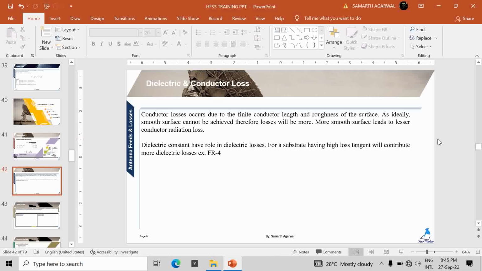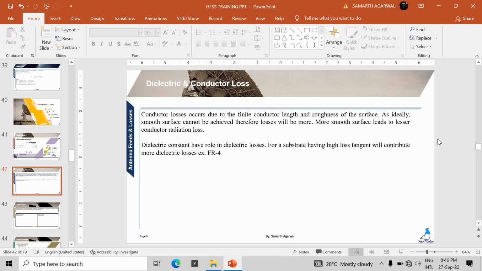Some irregularities will be there in the surfaces. So that's why some waves will distort, some will be lost, some will be destroyed. That time also this kind of conductor loss will be there, due to which we all know that a perfect electric conductor will not be there. That's why these losses will occur.